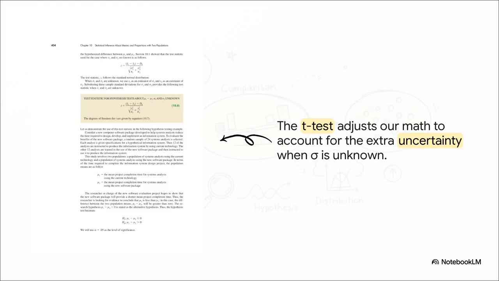And yep, another formula. But again, please do not sweat the math. The big idea is what matters. This formula is for something called a t-test, and it's specifically designed for this real-world situation. It cleverly adjusts all our calculations to account for that extra bit of uncertainty we have because we're estimating the spread from our data.